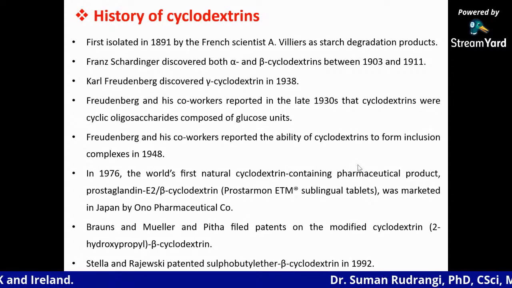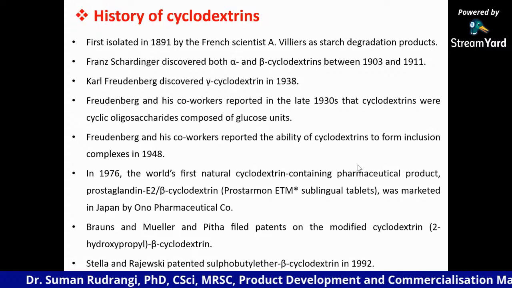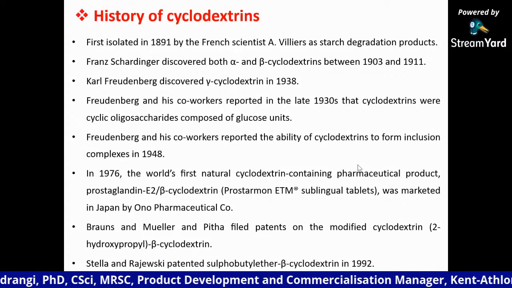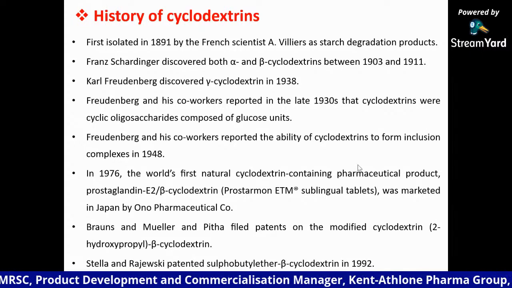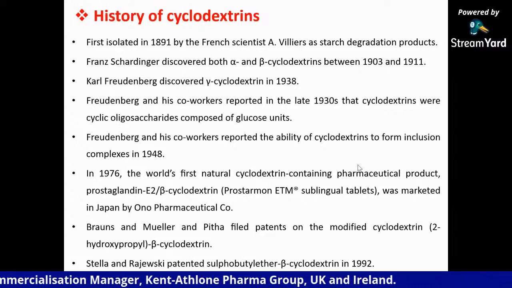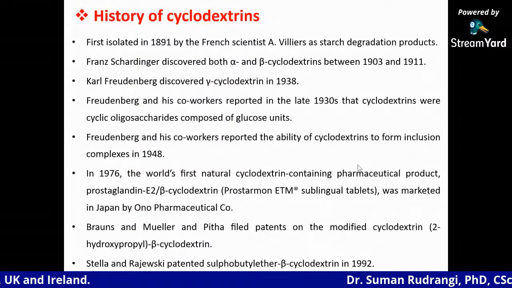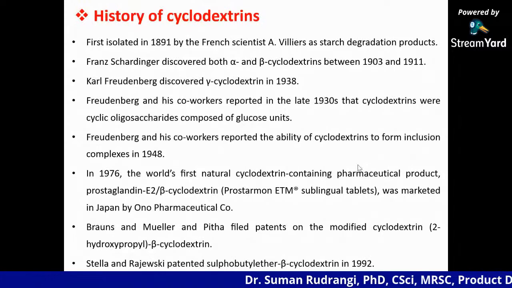In the previous slide, I have shown alpha, beta, and gamma cyclodextrins, right? So this great scientist, this Austrian microbiologist, Franz Schardinger, discovered both alpha and beta cyclodextrins between 1903 and 1911. Friends, this is 2020, so it's nearly 117 years. You can see it dates back to 1903, and now it's 2020.